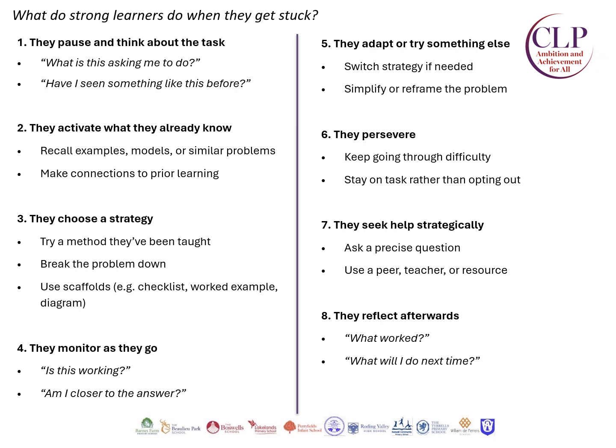They persevere, they keep going through difficulty, and they stay on task rather than opting out. So they adjust their behaviours and their actions, which is a key part of self-regulation. They seek help strategically, so they'll ask a precise question, or they'll use a peer, teacher, or resource to help them. So they take responsibility for their own learning.